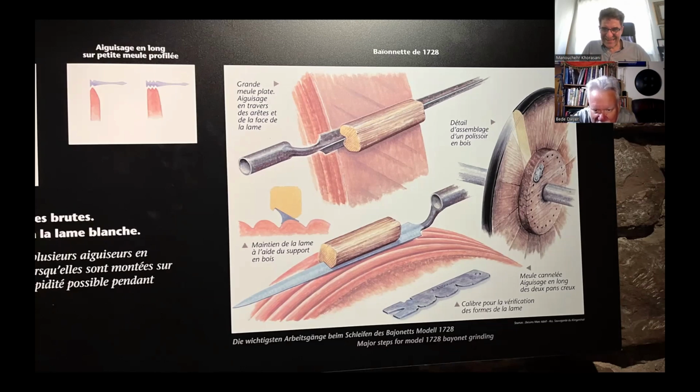But then at the bottom, you've got this metal piece so you can check the different shapes all the way along the blade to make sure everything is exactly right. Here it says "calibre pour la vérification des formes de la lame." That's exactly what you said in French. It's beautiful, isn't it? It's really unbelievable. It does help that they said what it was, because at first I wasn't sure. And then for calibration of the curve of the shape. Yes, that's what it says.